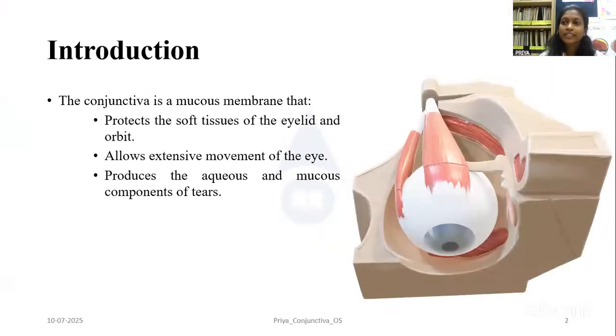Good evening, everyone. I am Priyadharshini, and today I will be presenting on conjunctiva: anatomical insight and common pathologies. We will go through anatomy, histology, function, and some clinical correlations. Introduction: the conjunctiva is a mucous membrane that protects the soft tissue of the eyelid and orbit, allows extensive movement of the eye, and produces the aqueous and mucous components of tears.